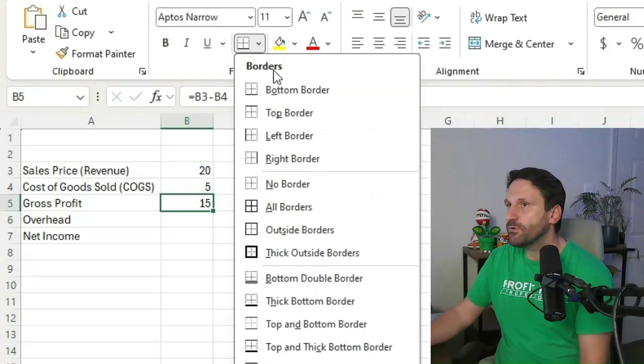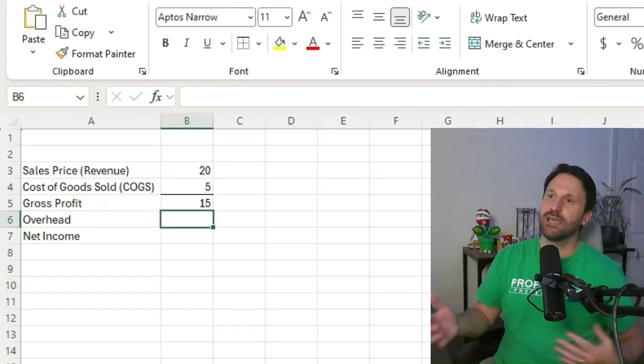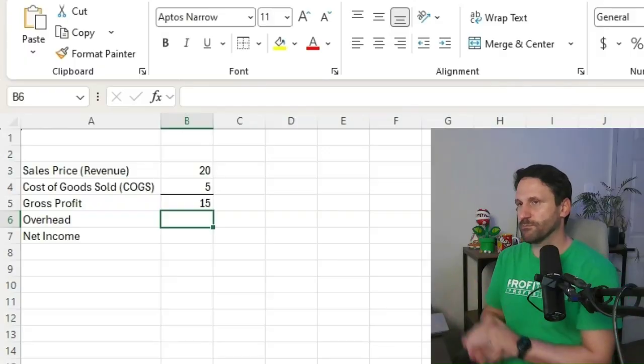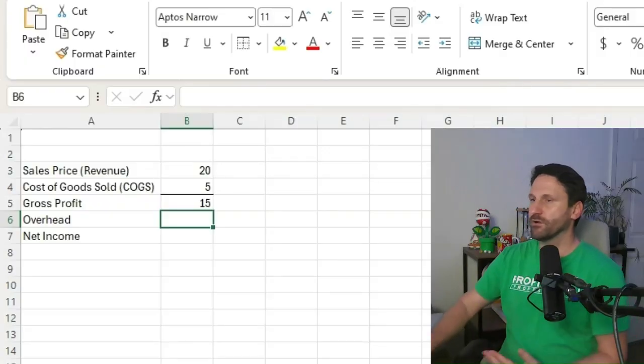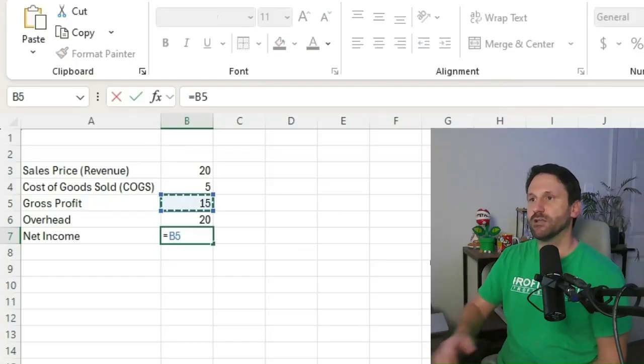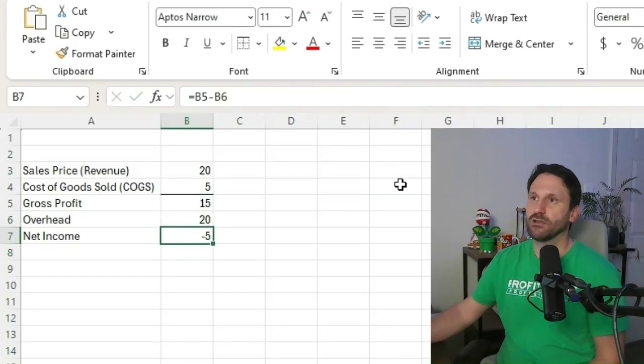I'm just going to put a simple line here to make it easier to track. Then your overhead. Let's say we broke this down on a per item basis. I wouldn't recommend doing this, but just for the purpose of this spreadsheet, let's say that our overhead is $20. You can already see the issue here. We only have $15 to cover the $20 of overhead. And so we have a net loss of $5.